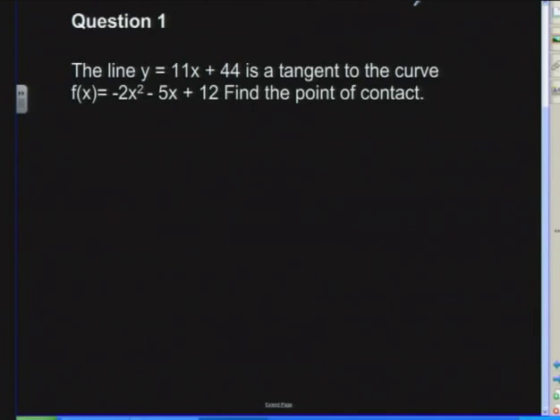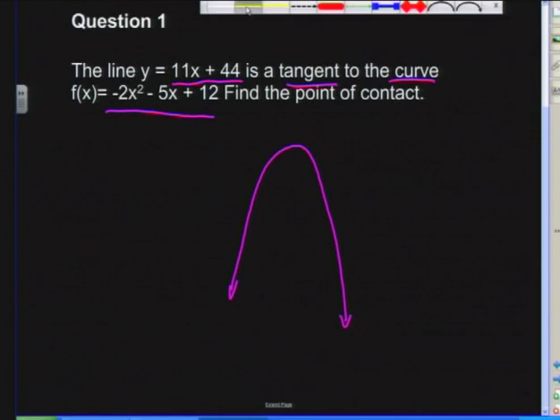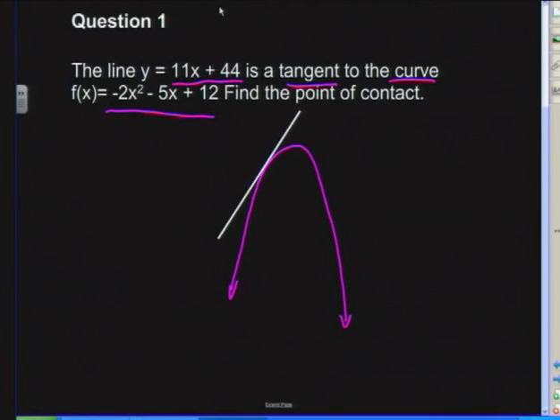We are told that the line y is equal to 11x plus 44 is a tangent, so that means it just touches it, to the curve, and they give you the curve. Okay, it happens to be a parabola again, and then they ask you to find the point of contact. So let's get an idea of what's going on here. I'm going to make a rough drawing. And you don't have to make a drawing every time. I'm just doing it now to get you used to this idea of the tangent to the curve. But once you know what's going on, you really don't have to draw this all the time.